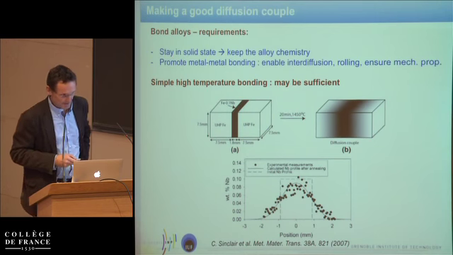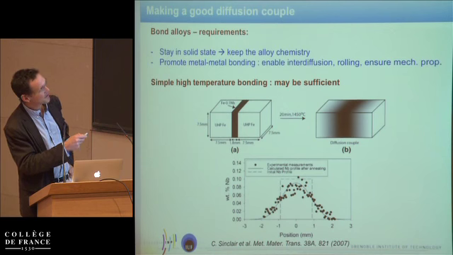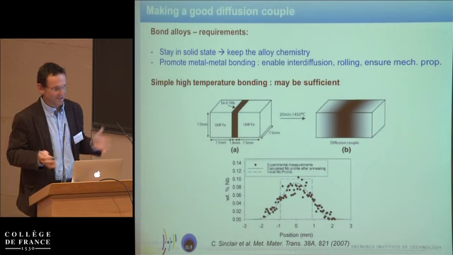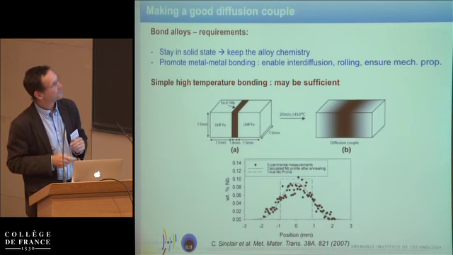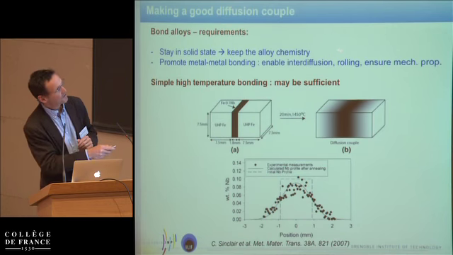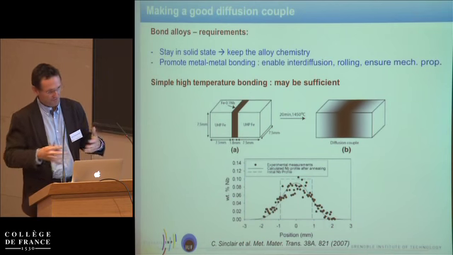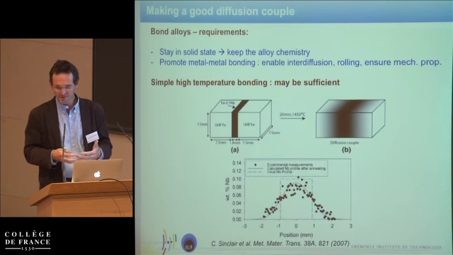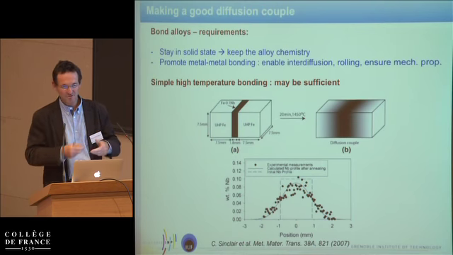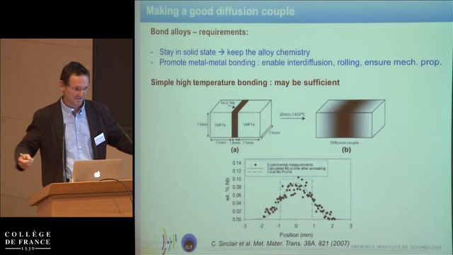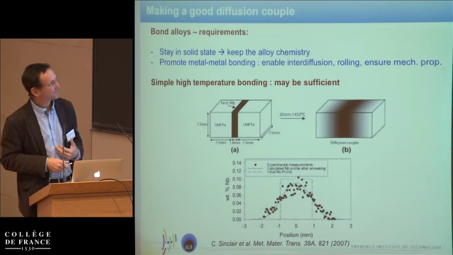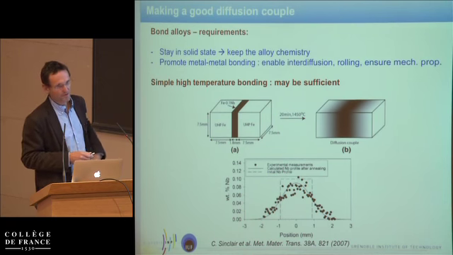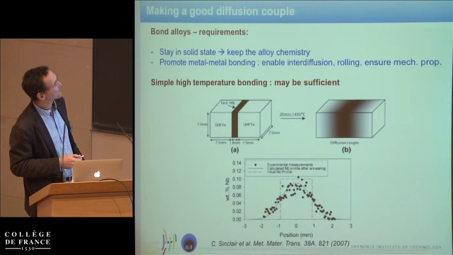It's not always possible, but it's good usually to promote metal-metal bonding between the two alloys and not to have the interface, which is usually not always of very good quality with oxides and so on, because it's better for interdiffusion. And then if you want to do some mechanical loading of your diffusion couple, it makes things much easier. You can roll it to get a longer diffusion distance. You can test it and so on. And that is not always possible, depending on the methodology and the alloys that you're looking at.